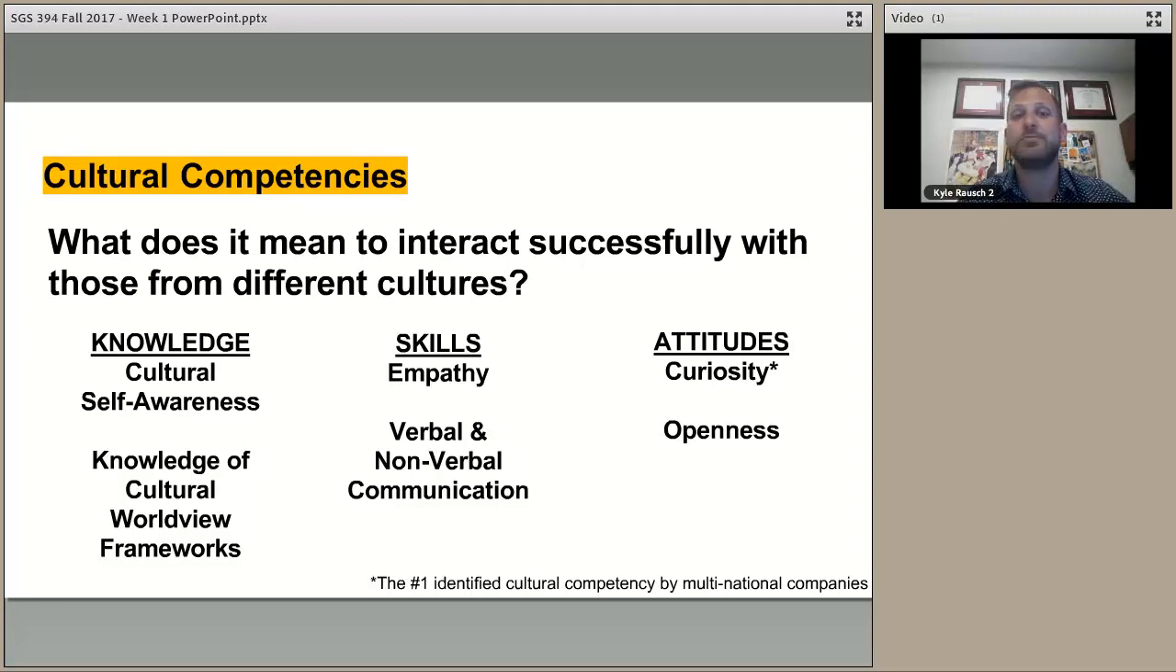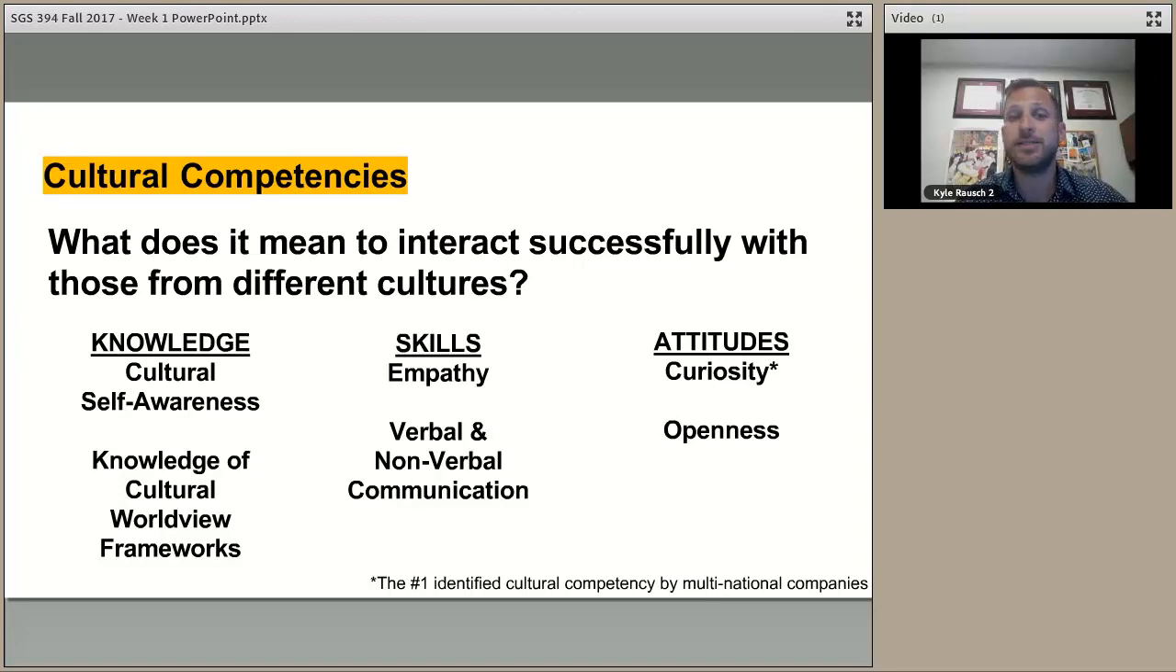Finally, with attitudes, we will discuss the importance of curiosity and openness as they relate to becoming culturally competent. You might be interested to know that curiosity has been identified as the number one cultural competency sought by multinational companies in terms of hiring new employees.